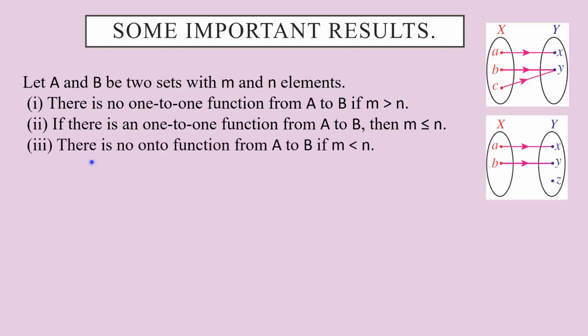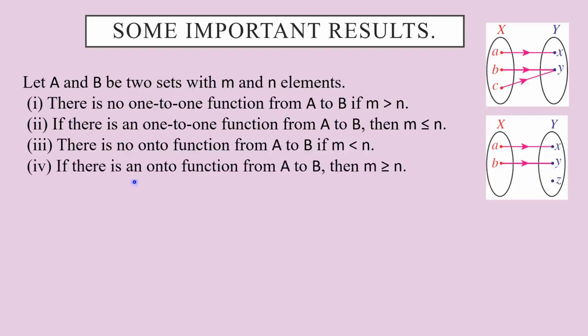Third one is, there is no onto function from A to B if m less than n. That is, m is the smallest number அப்படின்னா there is no onto function. See this second diagram. So இங்க வந்து onto function வராது because இங்க y is not equal to range, isn't it? That is, codomain is not equal to range. So this is not an onto function.